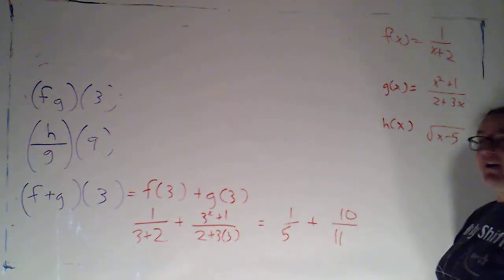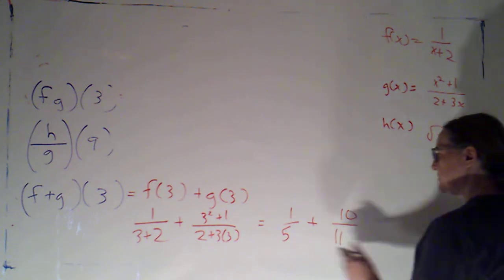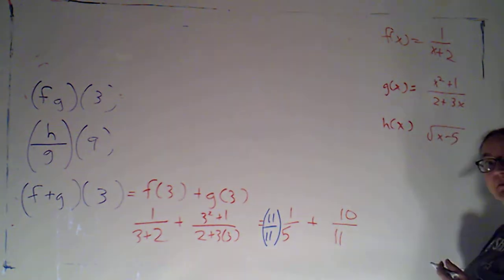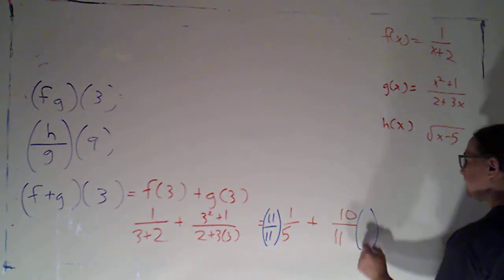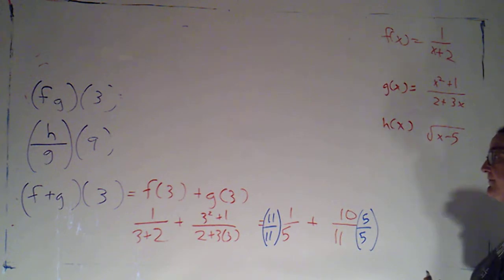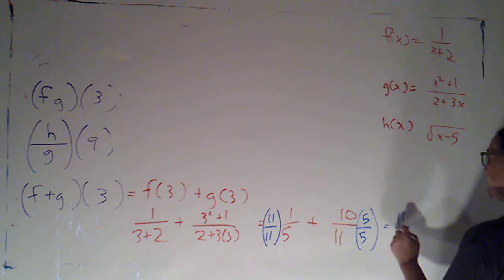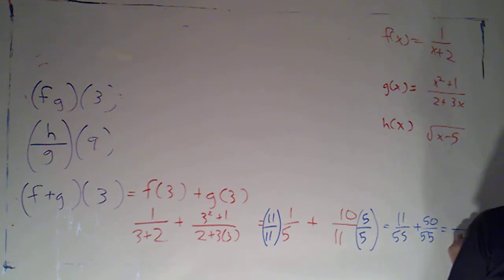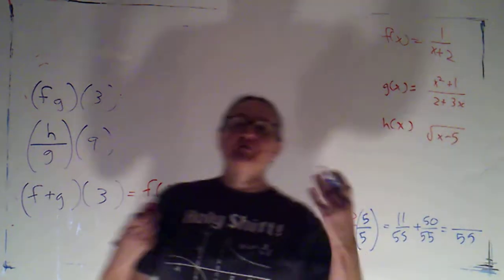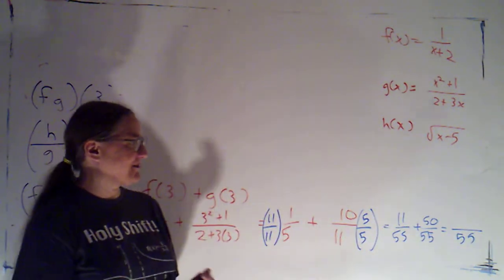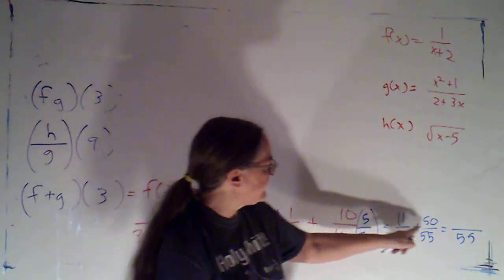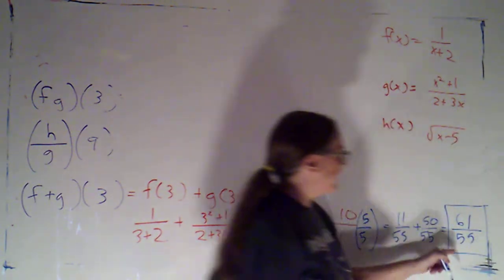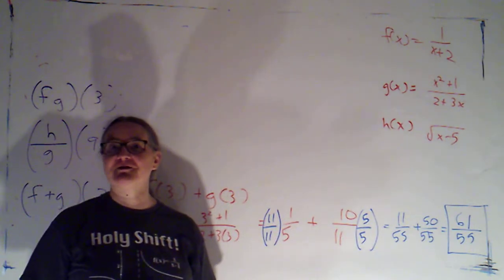So in order to add fractions, I need a common denominator. So it looks like we're going to use 55. So I'll multiply this fraction by 1 in the form of 11/11, and this fraction by 1 in the form of 5/5. That's going to give me 11/55 plus 50/55. And of course, 55 plus 55 gives me 55. So once I have a common denominator, that doesn't change. And then I've got 11 plus 50, that's going to be 61 of them. And it looks like that fraction does not reduce, so that would be my final answer for that third problem.